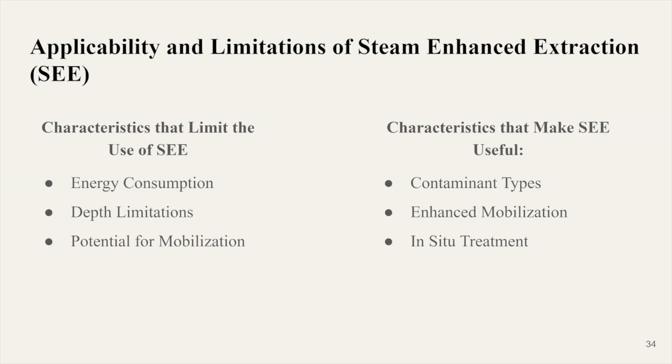Characteristics that make the method useful involve contaminant type. SEE is effective for treating a wide range of contaminants, including volatile and semi-volatile organic compounds, as well as certain metals. Enhanced mobilization. SEE can enhance the mobilization of contaminants by increasing their vapor pressure or solubility in groundwater, facilitating their removal from the subsurface.